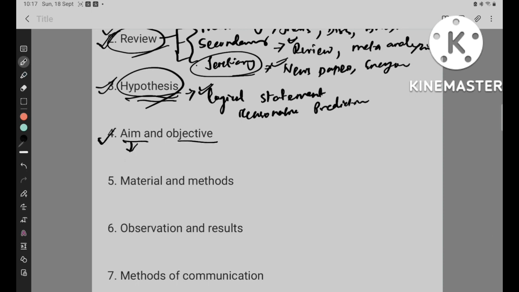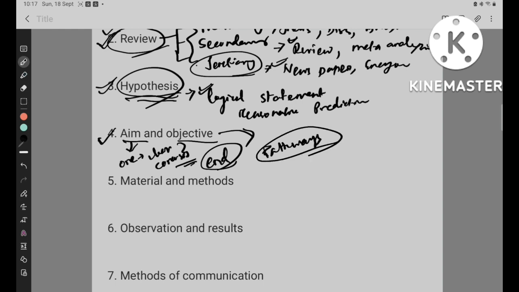The aim is always one statement, a clear and concise statement. The aim is what the researcher hopes to achieve at the end. The end product of the study is known as the aim. Whereas the objectives are the pathways the researcher intends to follow to achieve those aims. Those pathways needed to achieve the aim are known as objectives.